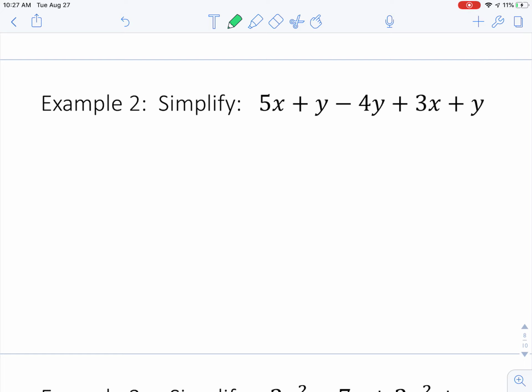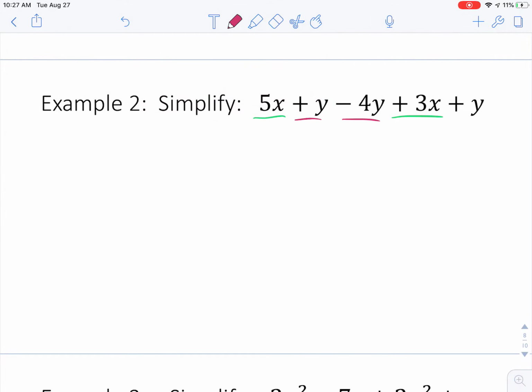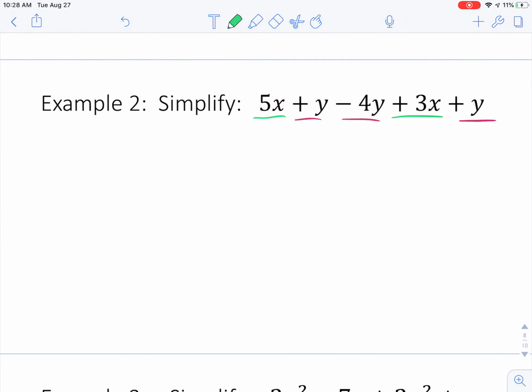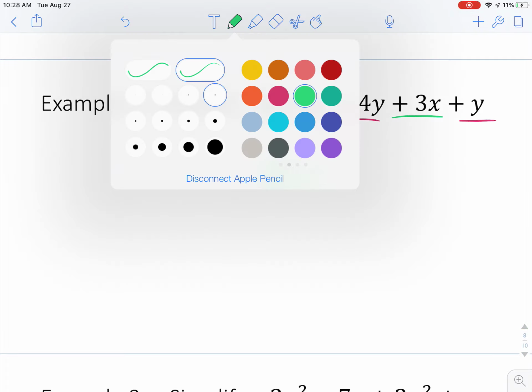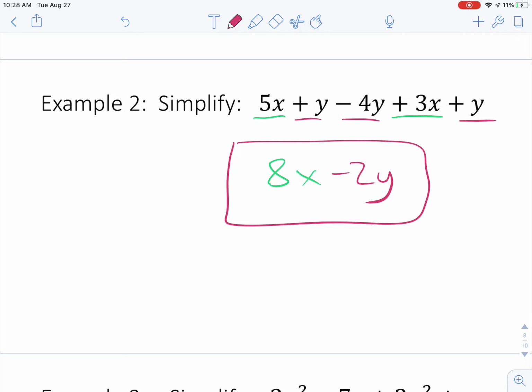All right, so this one, I've got a 5x and a 3x. I've got a y, a negative 4y, and a positive y. So all of those y terms can be put together and all those x terms can be put together. I'm going to put together the 5x and the 3x to make an 8x. I'm going to put together the y's to get 1y minus 4y, that makes negative 3y, plus a y makes it negative 2y. And that problem's done because I can't put x terms and y terms together.